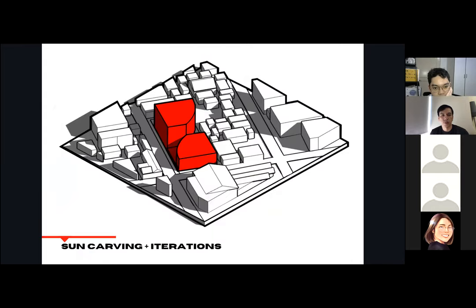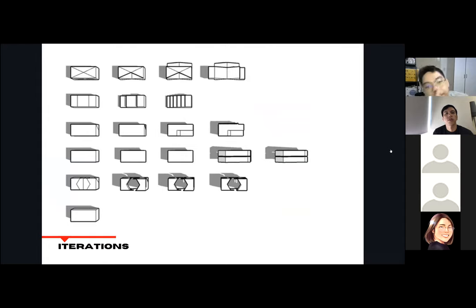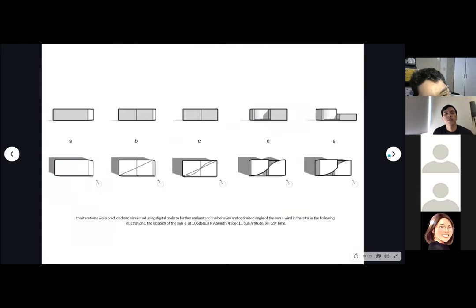For my sun carving and iterations part, before I came up with what I will show to you right now, nakaabot po ata ako ng mga 50 iterations, pero yung papakita ko yung pinaka nagustuhan ko. So I started this one, mga 10 steps siya. So these iterations were produced and simulated using the digital tools first and then the model na po. So the location of my site is actually in these coordinates. And then I chose the time between the hottest times of the year from dito sa amin, March to May.